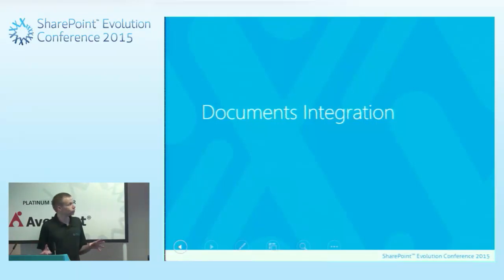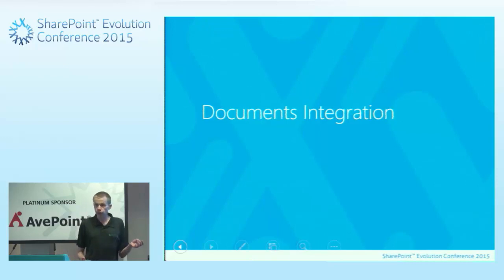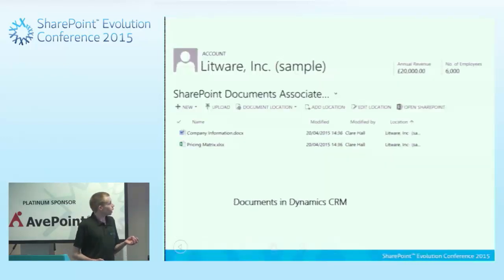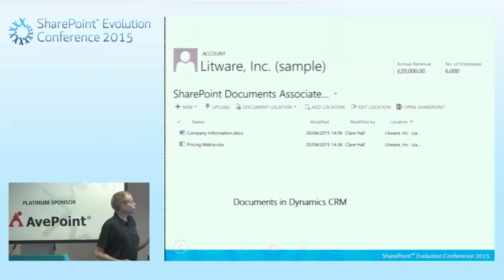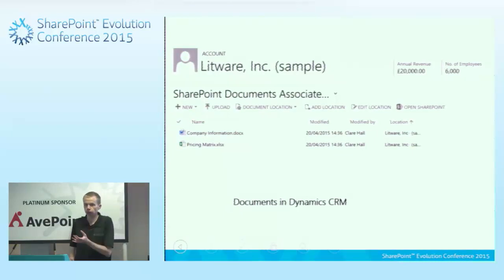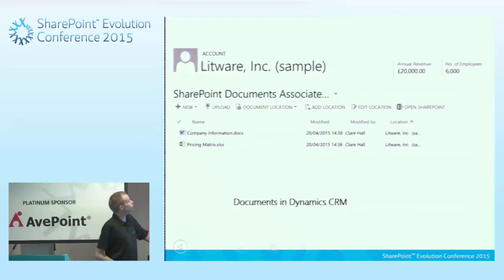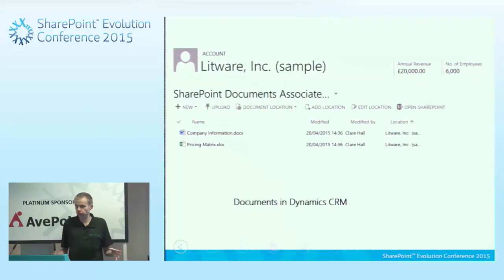Okay, so the first piece of integration which I wanted to talk about was the documents integration and what that offers, because that's the main piece of integration between the two products. Just thrown up on screen now, and we're diving into a demo in a second, but what you actually see on screen there is a Dynamics CRM screen, but actually what it's showing is documents sitting in a specific location in SharePoint, but visualized within CRM. Those documents are specifically related to a specific customer or account, Litware, and the screen looks like it's in CRM. It doesn't look like it's in SharePoint. It looks like it's native to CRM.